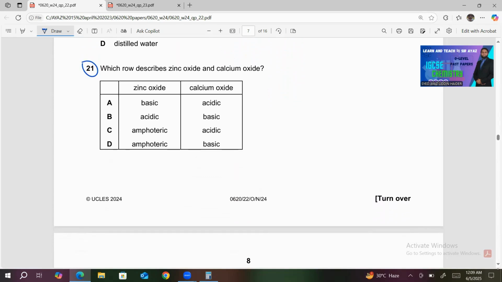21. Which row describes zinc oxide and calcium oxide? Zinc oxide is amphoteric, so either C is correct or D is correct. A and B are incorrect. Calcium oxide, calcium is a metal, which means it's a metal oxide. Metal oxides are basic, with the exception of zinc oxide, aluminum oxide, and lead oxide. So D must be the right answer in this case.